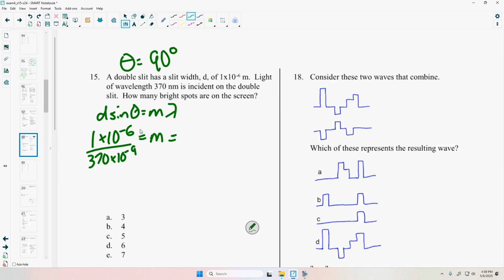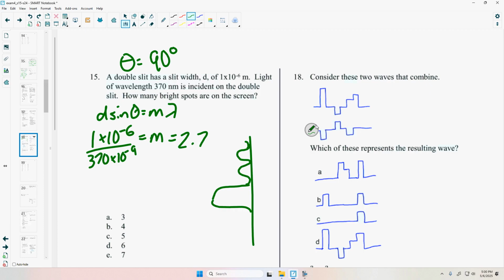2.7. Thank you. So it is equal to 2.7. Now I need to interpret that to figure out how many bright spots are on the screen. So if you imagine I have these bright spots. I have the central maximum, and then there's 1, 2. And then it goes up a little bit past 2, but I don't get the 3rd order because it goes up to 2.7. So if I asked you how many orders there are, there's only the 2nd order.